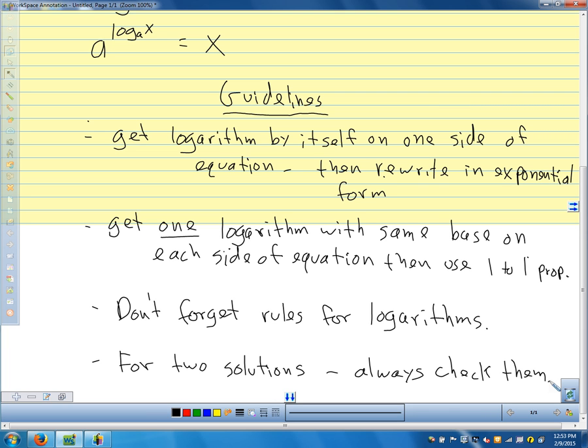All right, so questions on our guidelines. Okay, so what I want to do is go through a couple of examples, and then we'll talk about a couple of applications that have to do with continuous interest. All right.